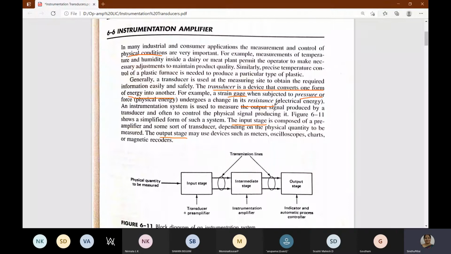Similarly, we have a transducer like the thermistor. As the name indicates, thermal and resistor. Here a change in temperature is converted to a change in resistance. So if you measure the resistance, it will be proportional to the change in temperature. So that concept is there. We also have photocells, photoconductive cells, where the intensity changes the resistance. So if you measure that change in resistance, we can measure temperature, pressure, or the intensity of the light.